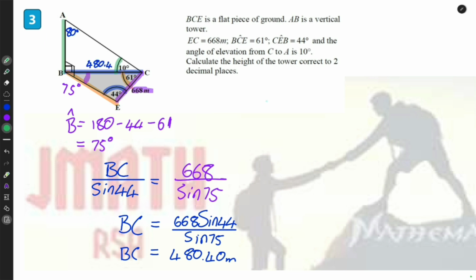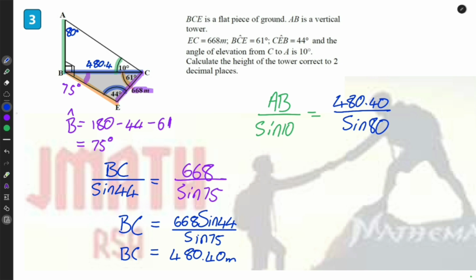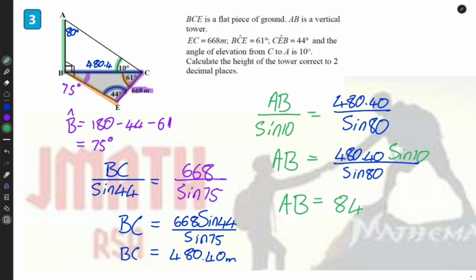If I look at the white triangle, I can see I'm looking for the green side. I have its opposite angle, and with the blue, I also have everything I need. So I can say AB over sine of 10 will be equal to 480.40 over sine 80. If I just multiply over, I can see that the length of this vertical tower will be equal to 84.71 meters. So even though it was 3D, I don't think it was too tricky to analyze what's going on here.